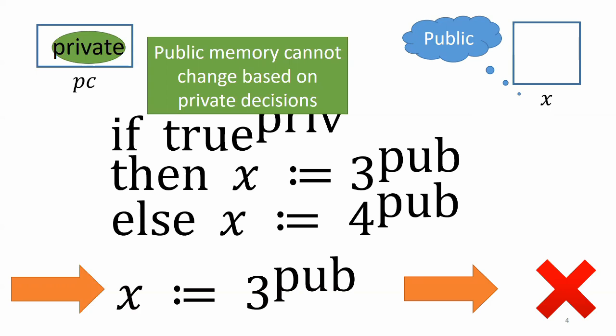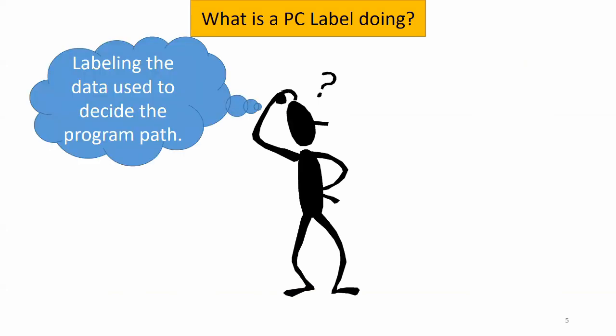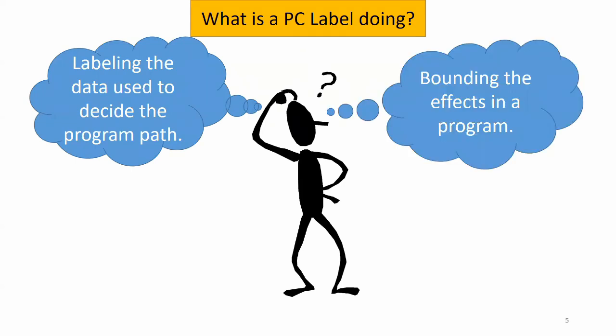This gives rise to 2 perspectives on the program counter label. In the first perspective, the label is used to keep track of the data that is used to decide on the program path. We're not allowed to take actions that would reveal the program path if the program path was decided upon using private data. In the other perspective, the program counter bounds the effects of the program. This is because the effects are the actions that can reveal the program path. While both these perspectives are correct, the second perspective turns out to be more useful in building our model.